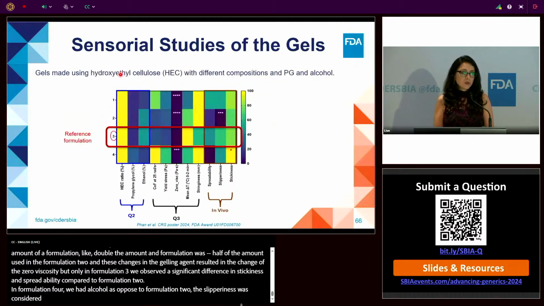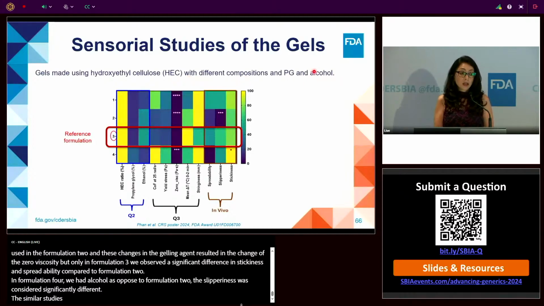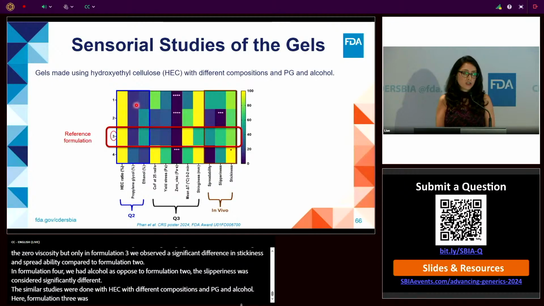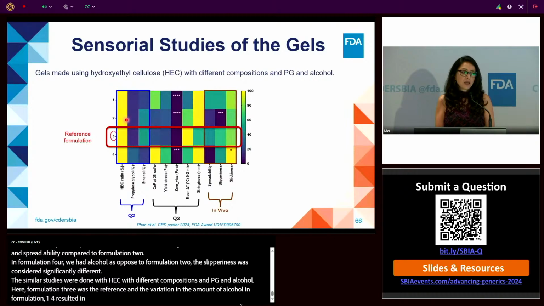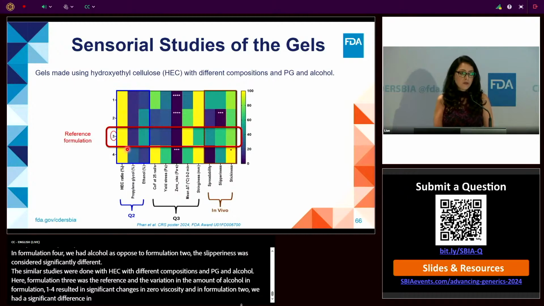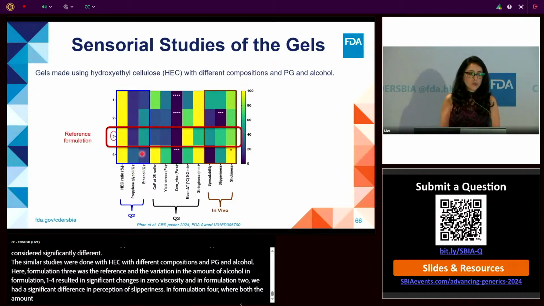A similar study was done with hydroxyethyl cellulose gel with different compositions of propylene glycol and alcohol. Here, formulation 3 was the reference formulation, and the variation in the amount of alcohol in formulations 1 to 4 resulted in a significant change in zero shear viscosity. And in formulation 2, we had a significant difference in perception of slipperiness. In formulation 4, where both the amount of propylene glycol and ethanol were different compared to the reference formulation, the stickiness of the product was also felt differently.